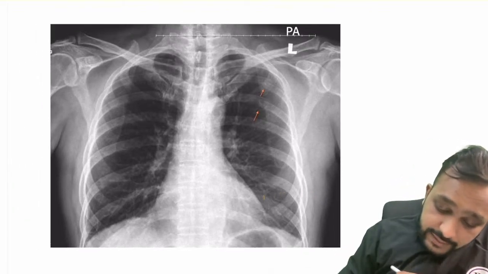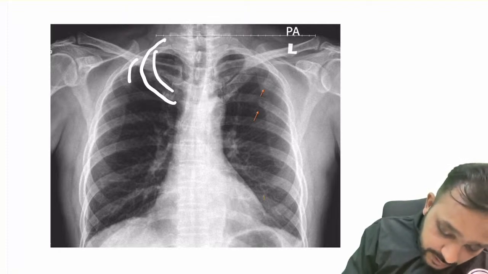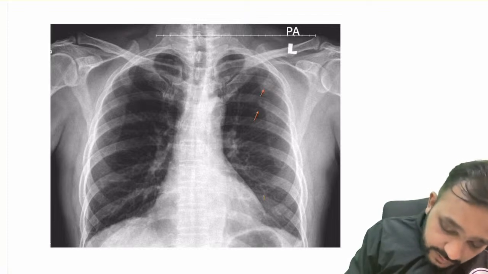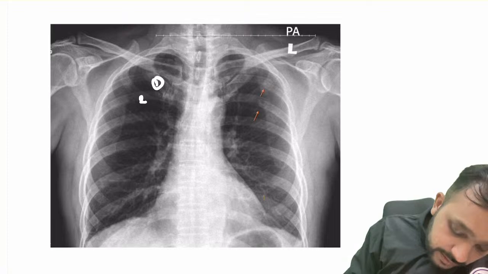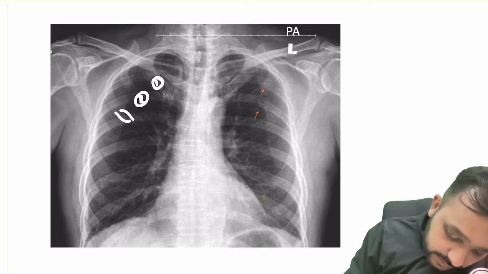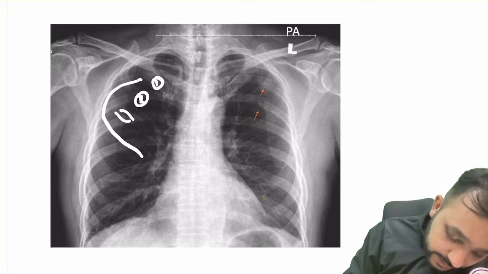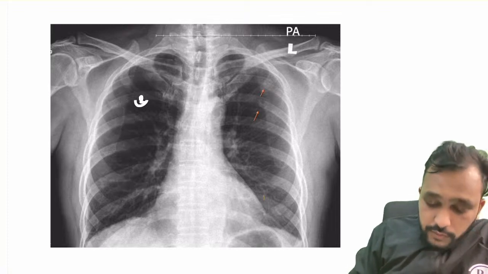If I look at this x-ray, this rib is the first rib, this is the second rib. I'm going to label the anterior ribs: 1, 2, this is the third rib, this is the fourth rib, right? So you should know how to count the ribs.